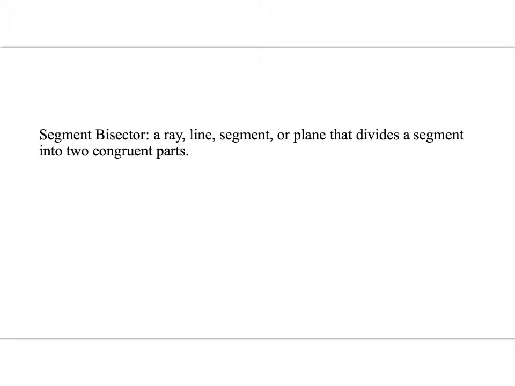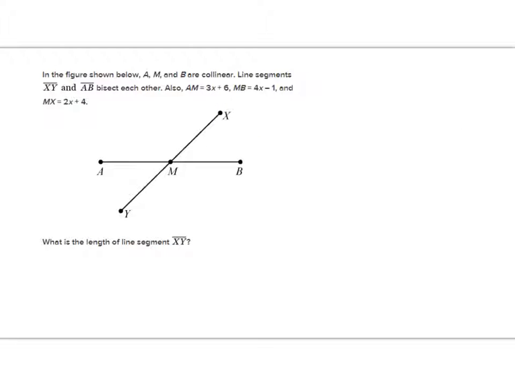So a segment bisector is going to work just like an angle bisector. It's a ray, line, segment, or plane that divides a segment into two congruent parts. So we have this example, and the figure shown below, A, M, and B are collinear. Line segments XY and AB bisect each other. So whenever you're given information like that, go ahead and mark it on the diagram.